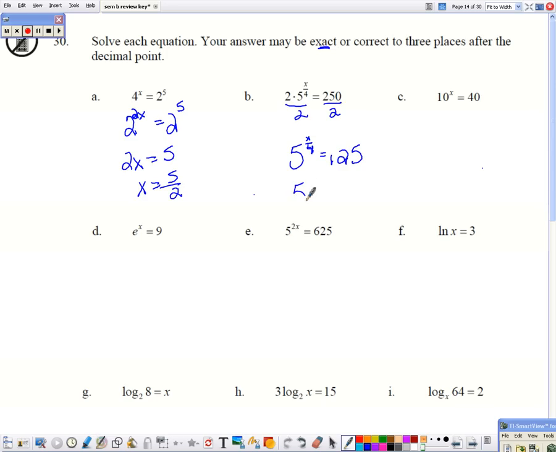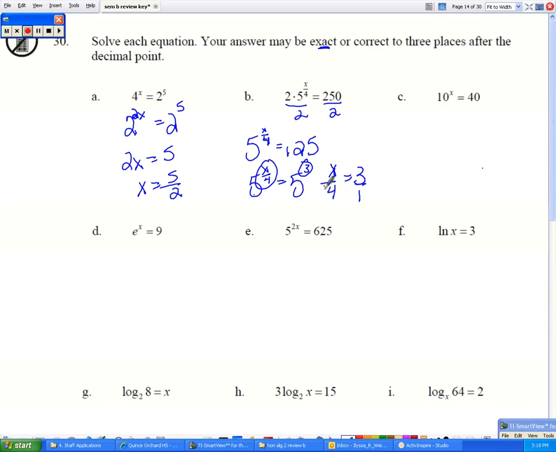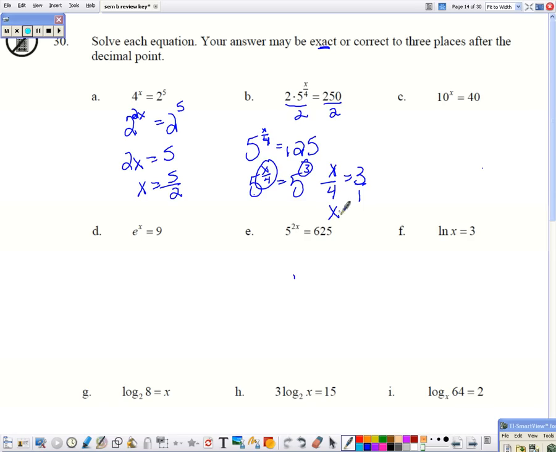And again, I'm going to make my bases the same. 125 is 5 to the third. So from here, I can set x over 4 equal to 3, because that's my 2 exponents. And now I can multiply both sides by 4, or you can cross multiply. It's a personal preference to solve for x, and we get x equals 12.